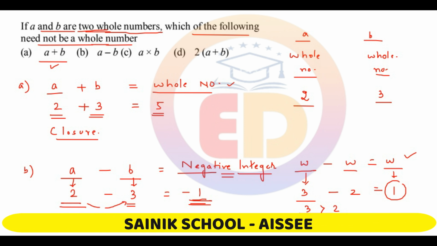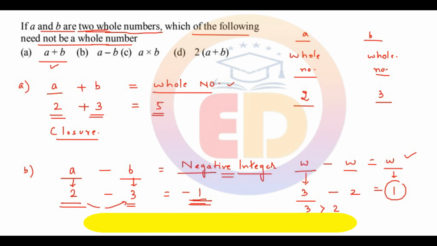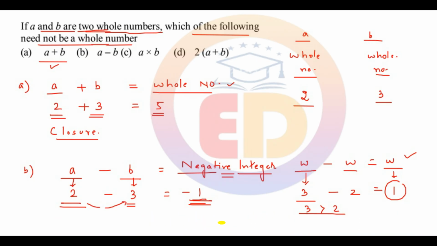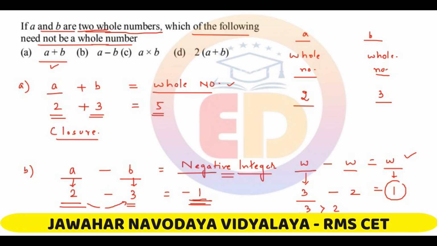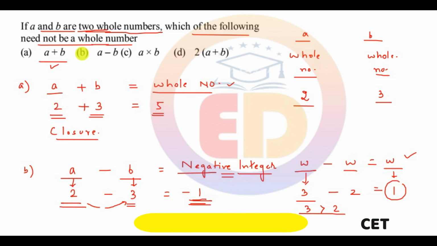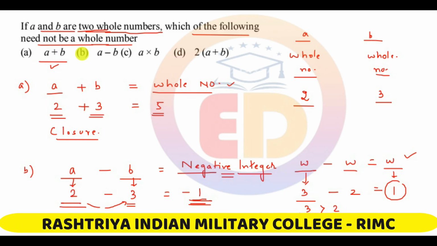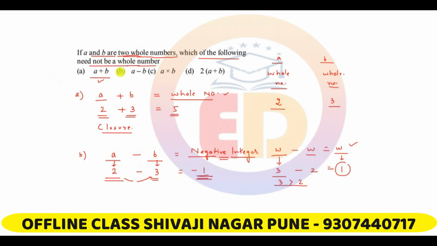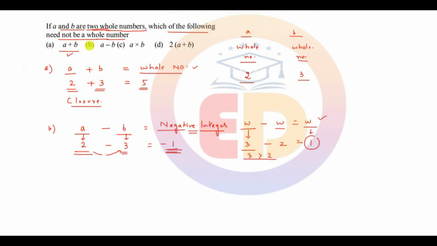So right now option number B is not correct. Let us now verify the third option. हमें आंसर तो मिल गया है ऑप्शन B, पर हम वेरीफाई करेंगे ऑप्शन C और ऑप्शन D भी. Let us check the option number C and D also.